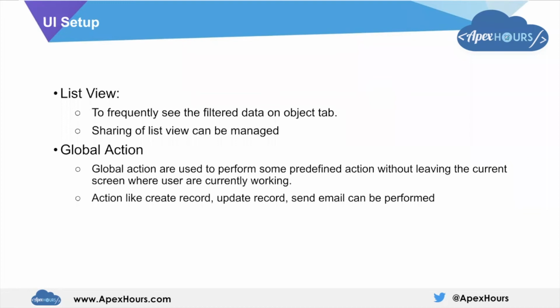Next, in UI setup, there are two things which we will talk about here. First, list views. Whenever we want to frequently see the filtered data on a particular object tab, we create list views there. And global actions are used to perform some predefined action without leaving the current screen where users are currently working. Users can perform actions like creating records, updating records, sending email and so on.